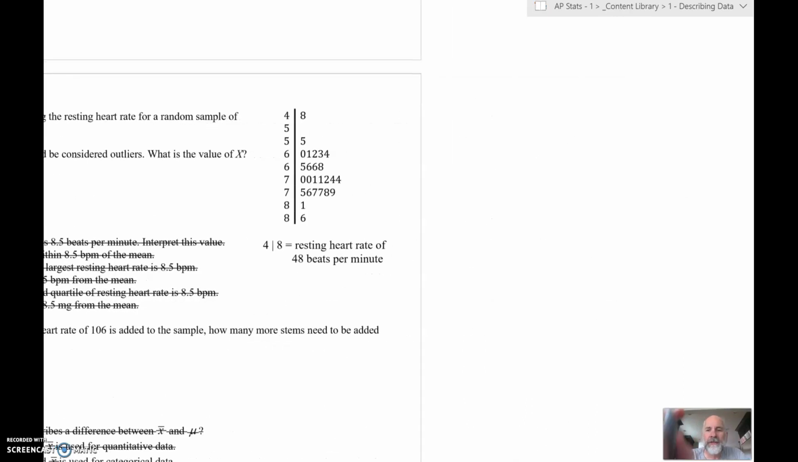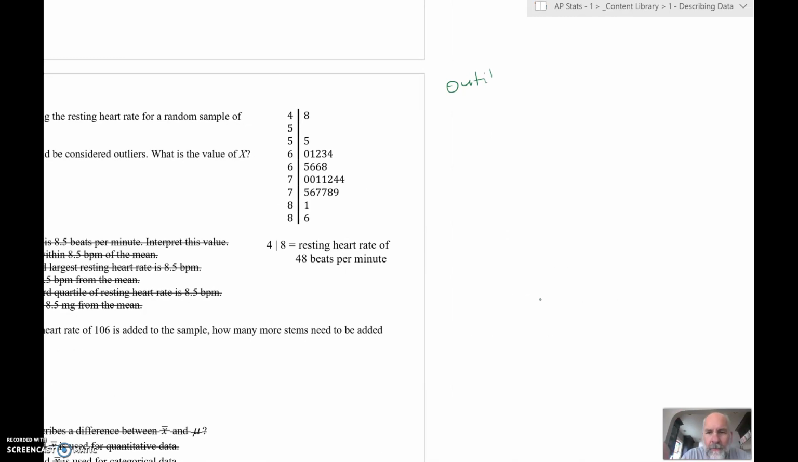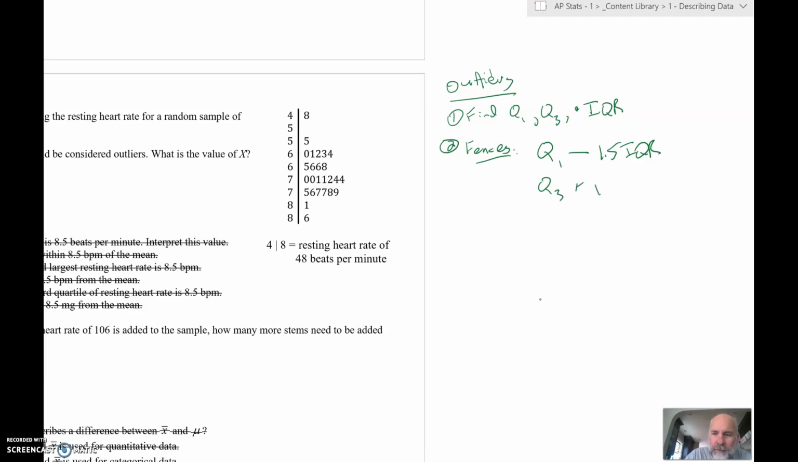What we need to do for outliers, I'm going to write it and pause the video so I do the work. The outlier formulas, as I mentioned, are that you first find the IQR, because you're going to need that. So find Q1, Q3, and the IQR. You're going to need those things, so we're going to have to do that on this. And then second, the outlier borders, the fences, as I like to call them, are Q1 minus 1.5 IQRs and Q3 plus 1.5 IQR.